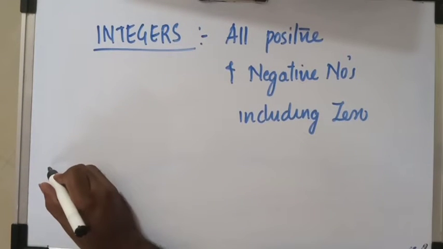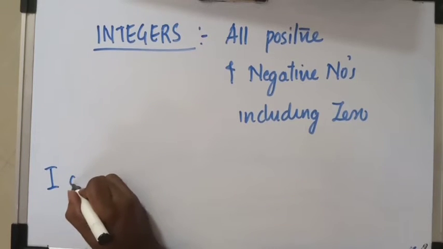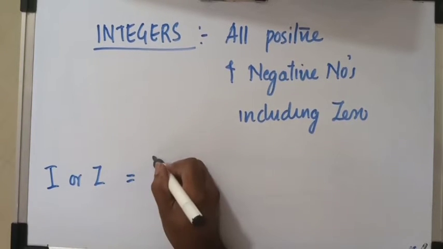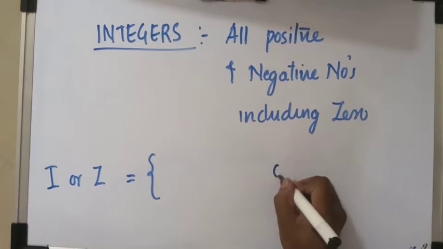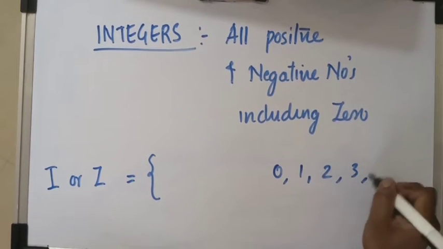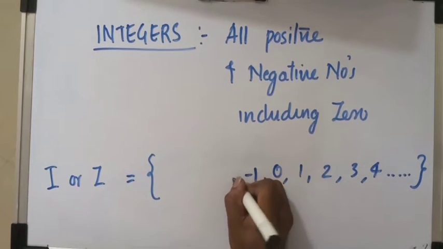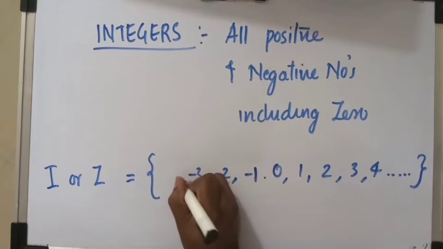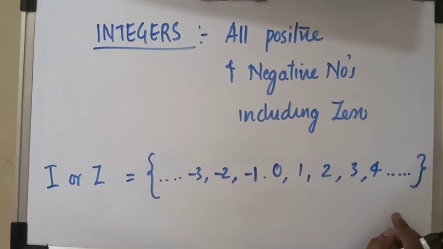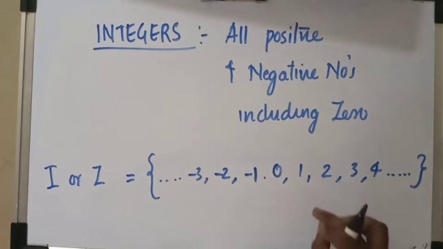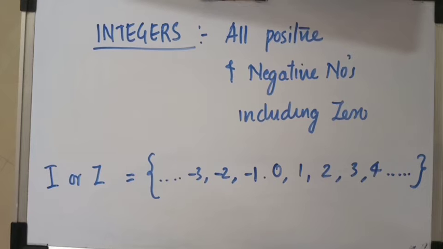For example, if I write the set of integers as I, or I can use Z, in the form of a set, what will come? 0, 1, 2, 3, 4 and so on and so forth, -1, -2, -3 and so on and so forth. So this is a set of integers, a collection of positive numbers and negative numbers including 0. Okay children, I hope you understood what an integer is. Integers are positive and negative numbers including 0.